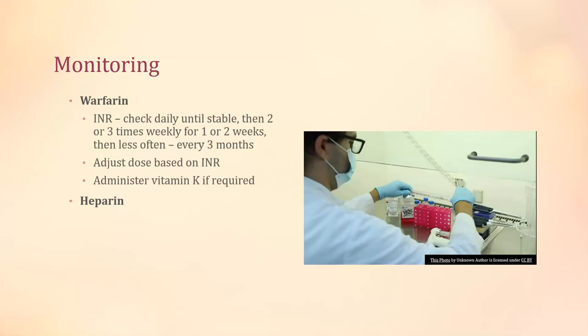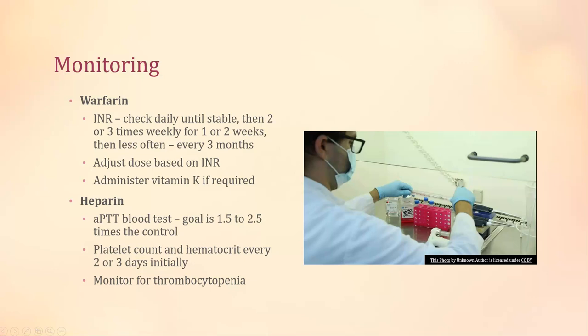If your patient is on warfarin, check INR daily until stable, then 2 or 3 times weekly for 1 to 2 weeks, then less often. You can check it every 3 months. Usually those patients are going to a PT-INR clinic and having this monitored. Adjust the dose based on INR and administer vitamin K if required. Again, most patients that are on warfarin newly starting are definitely going to PT-INR clinics, Coumadin clinics.